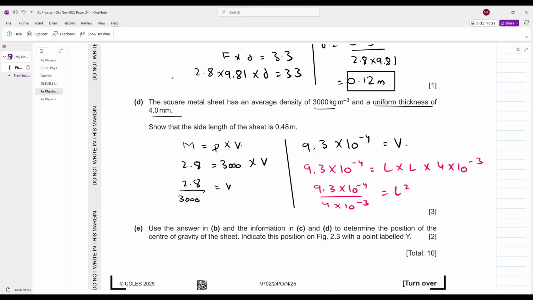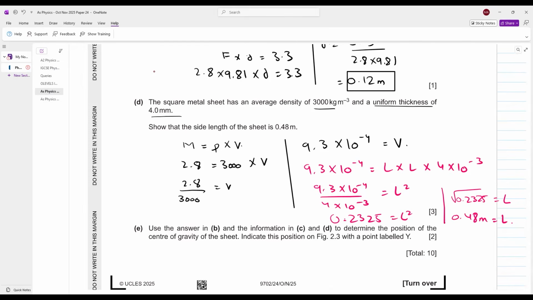Can you calculate the answer भाई? हाँ जी, निकाल सकते हो आंसर को। L squared is equal to 0.2325 is equal to your L squared. Can you calculate the value of L? Yes. Taking under root 0.2325 is equal to your L. 0.48 meters comes out to be your L. Simple. This is a very calculation heavy paper.